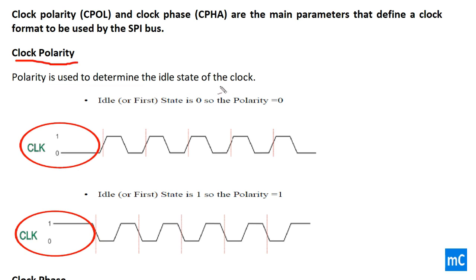Polarity is used to determine the idle state of the clock. That is, here the idle or first state is 0, so the polarity is 0. Here the idle state is 1 and the polarity is 1. Here we can see it is low and then it is high.